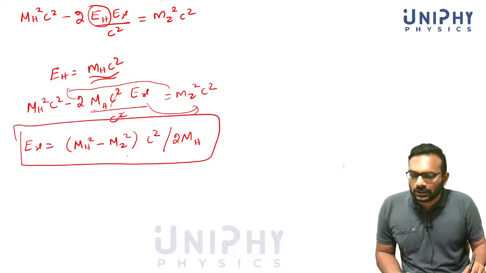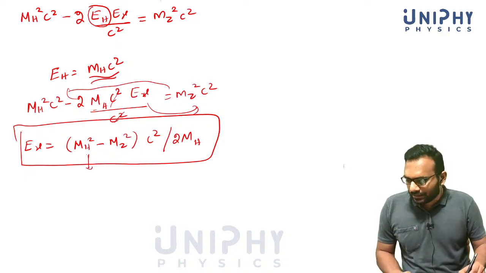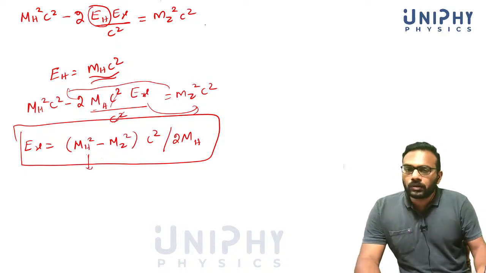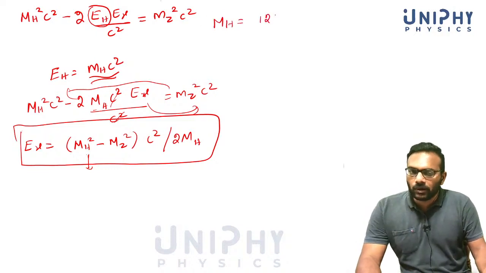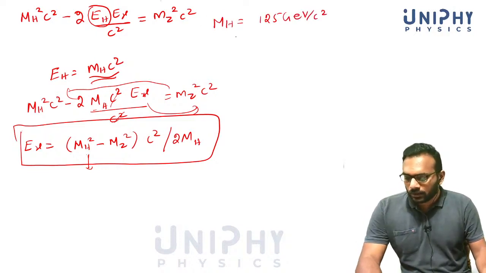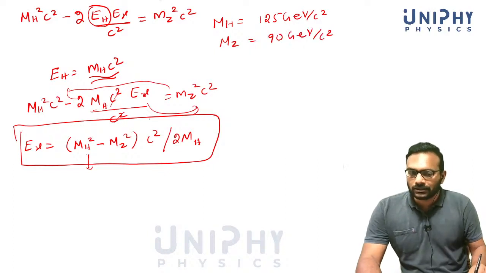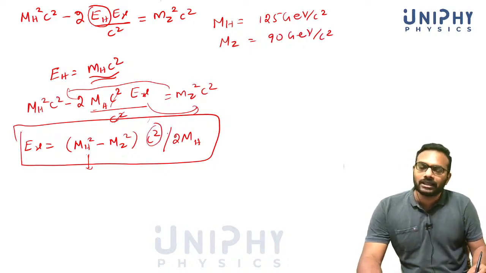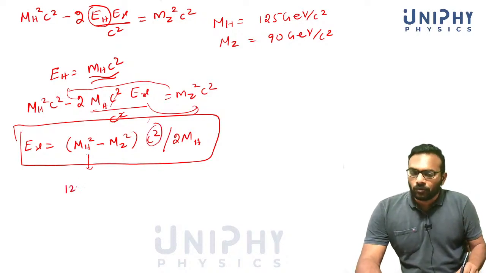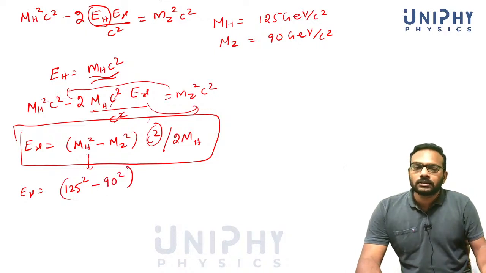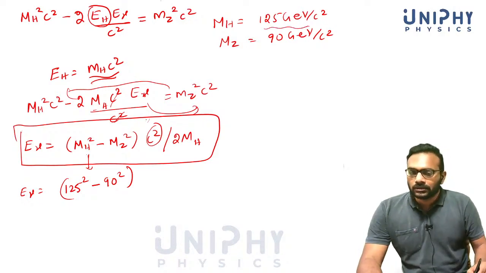Now you just substitute numbers. mh is given in the problem to be 125 GeV by c square, and mz is given by 90 GeV by c square. So this c square will cancel here because we are multiplying with the c square. We are taking the corresponding energy. So the result that you need is E gamma equal to 125 square minus 90 square, GeV, divided by twice 125.